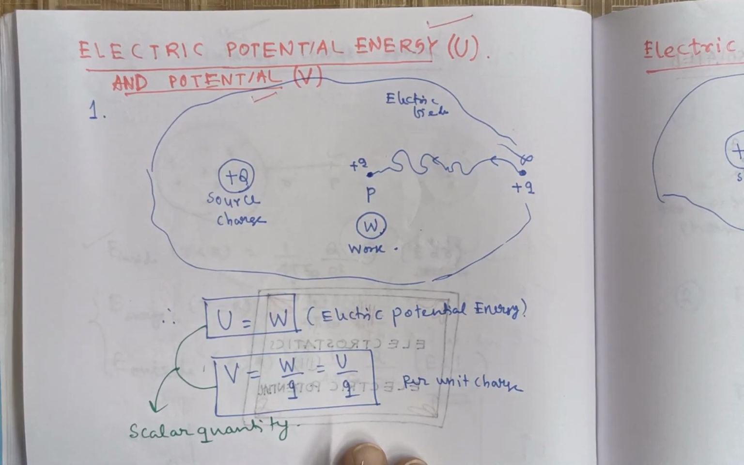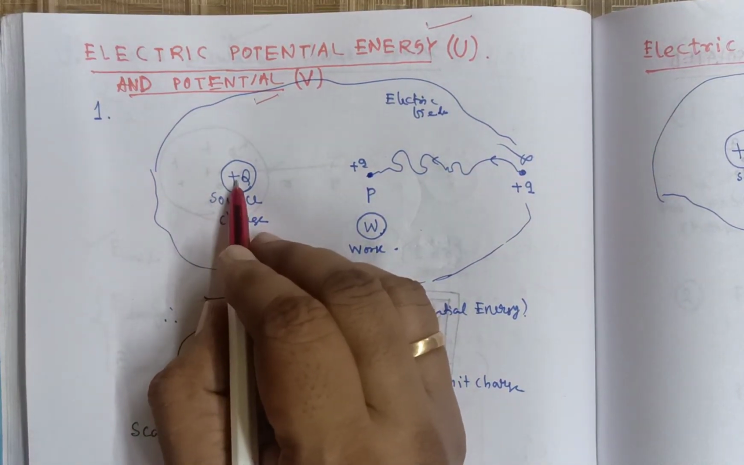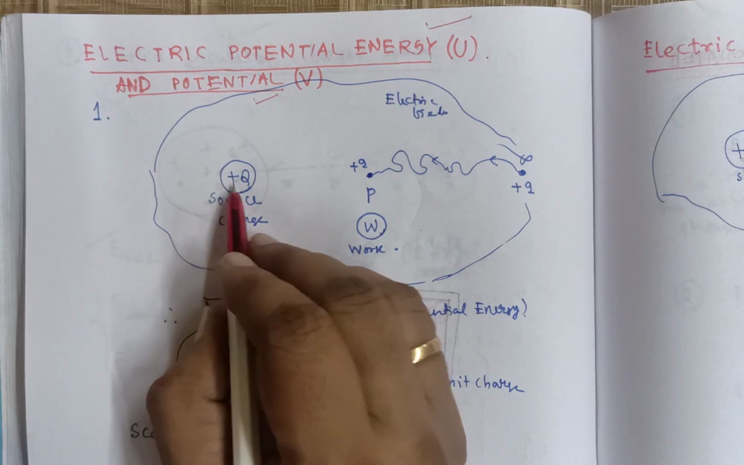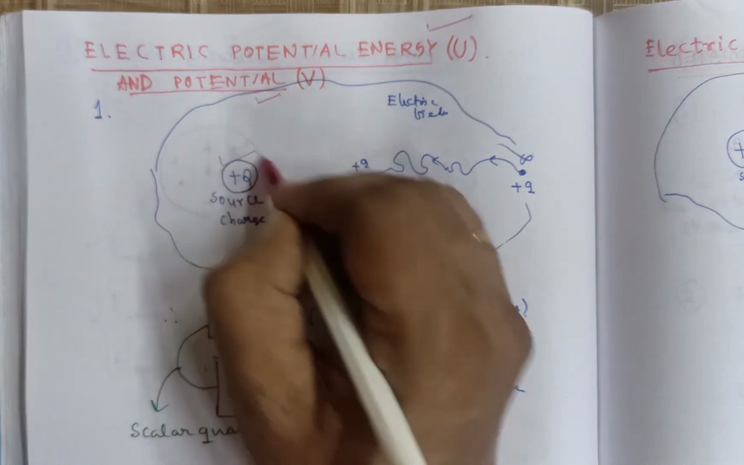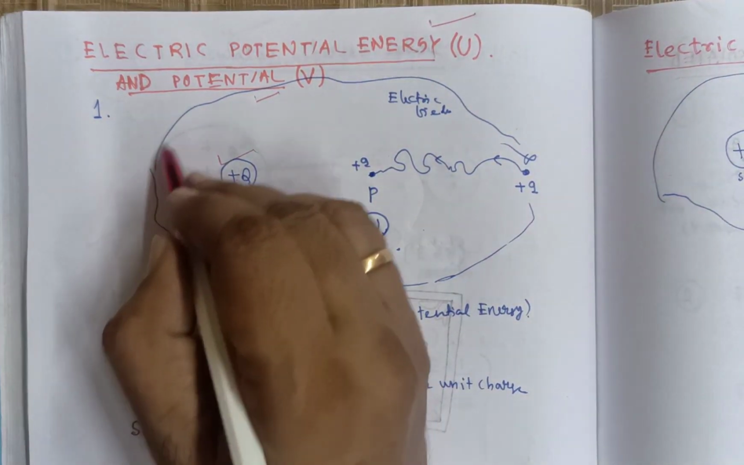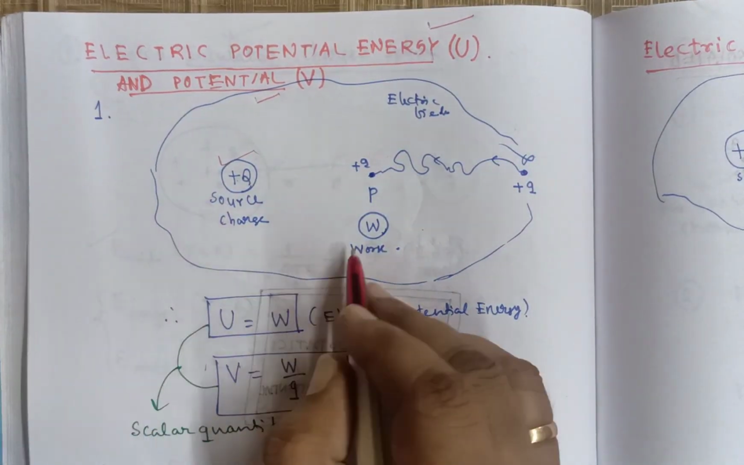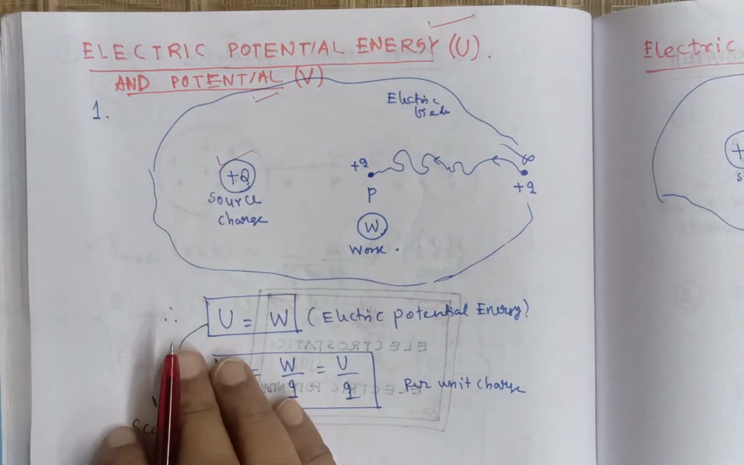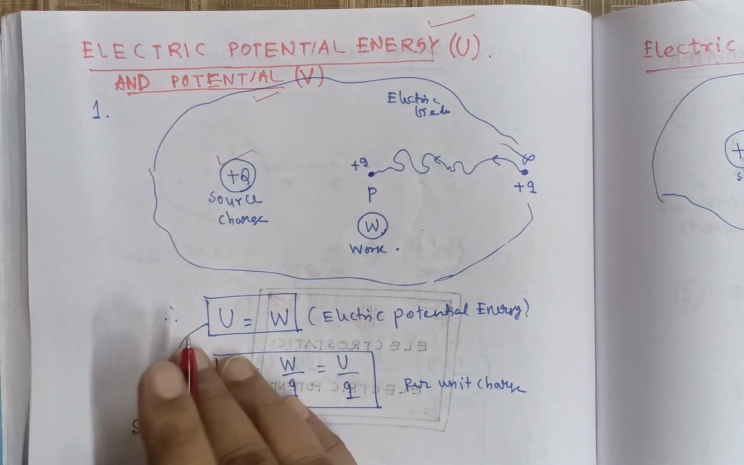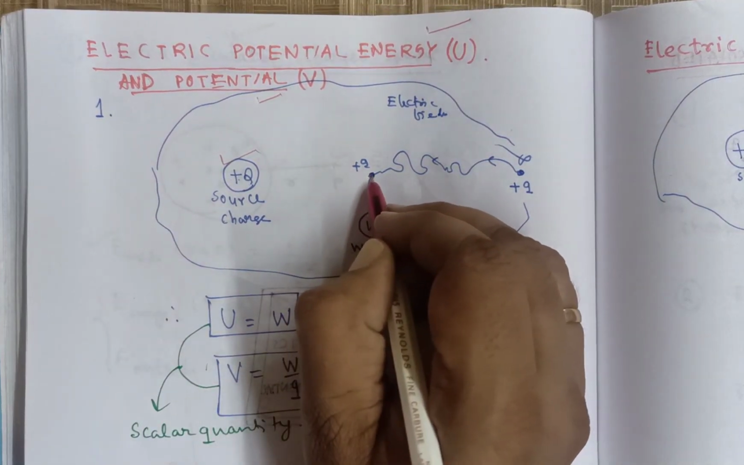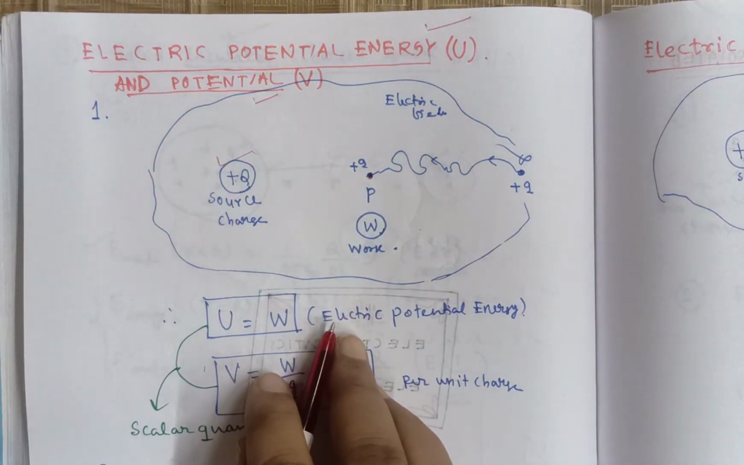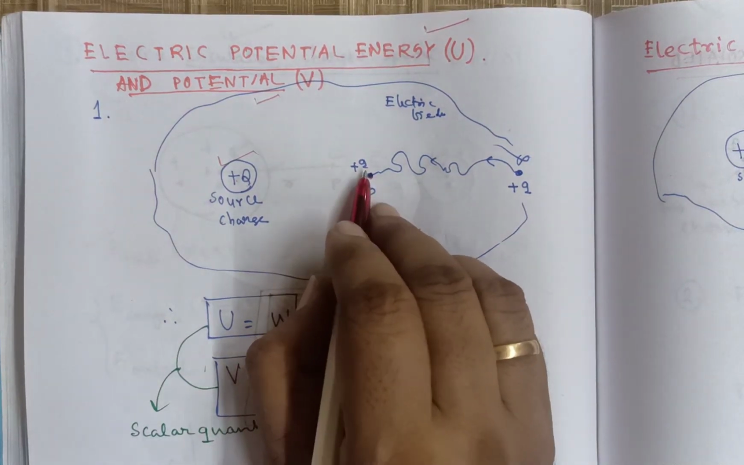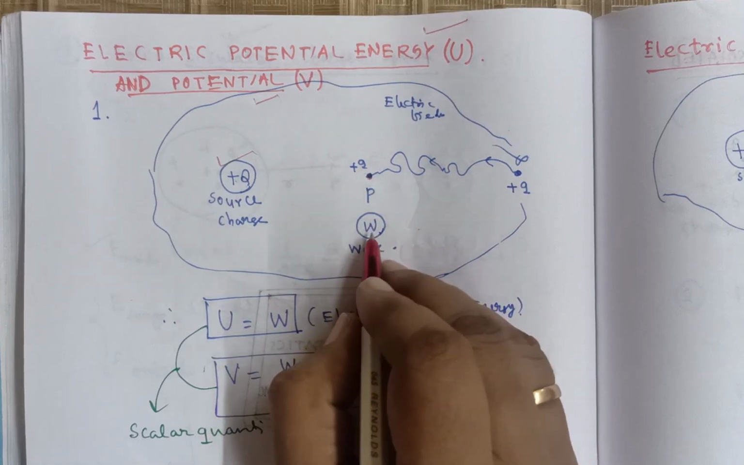Just to see the diagram first, this is your source charge. Source charge may be positive, may be negative. Here I have taken the source charge as positive. And this boundary represents the electric field of that source charge. Now we choose a point P inside the electric field. Our first part is we have to discuss what is electric potential energy.